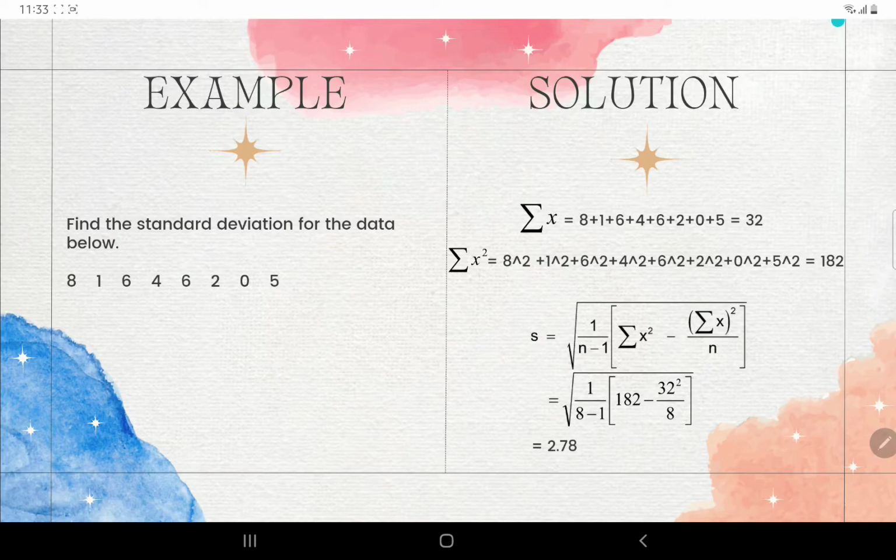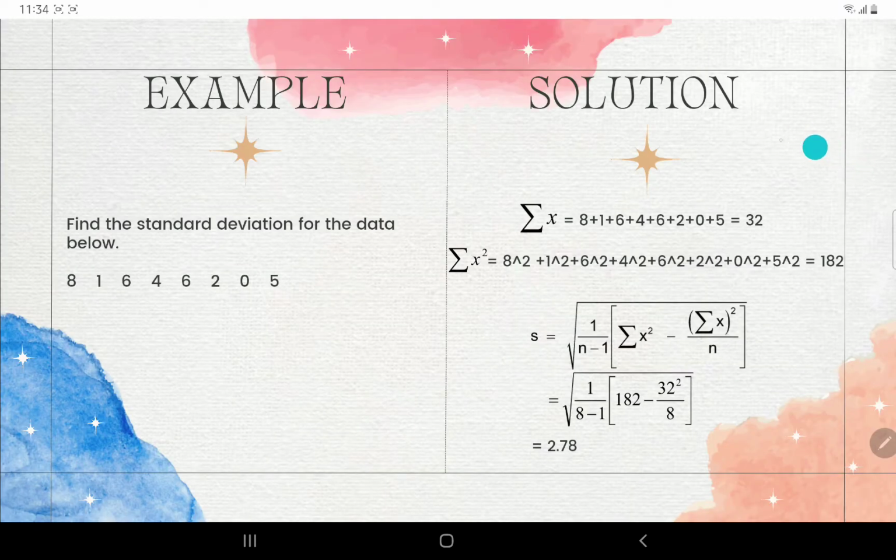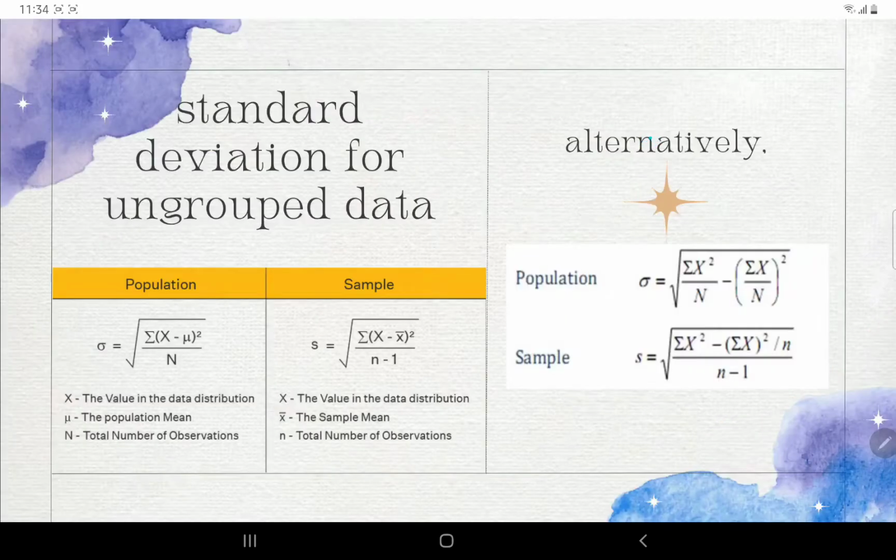For example, we want to find the standard deviation for the data below, where the data is in the form of ungrouped data. Using the formula for standard deviation, we need to find x minus mean, squared, divide by n minus 1. Or we can use this simplified formula where we need to find x square and total up all of our x square.